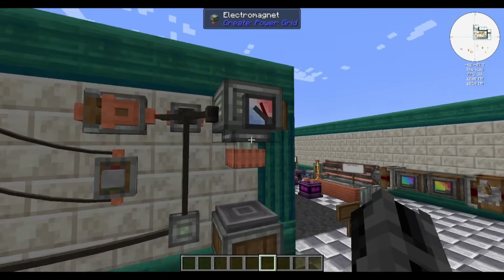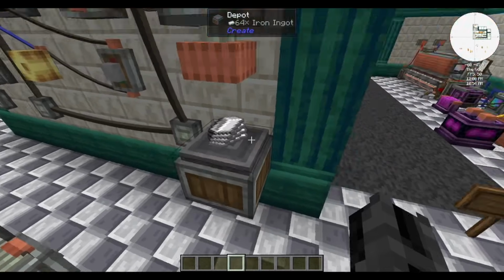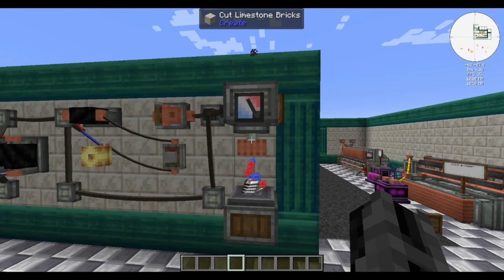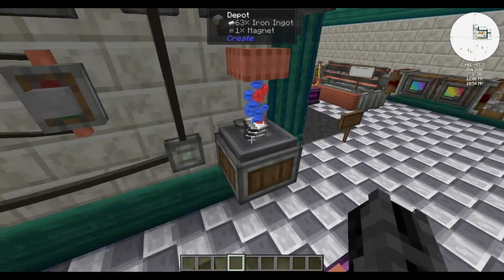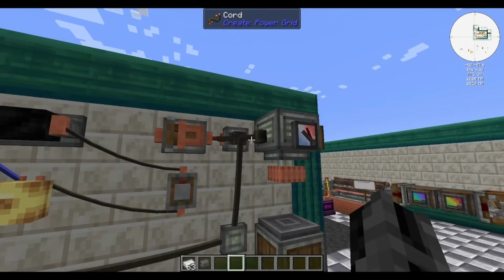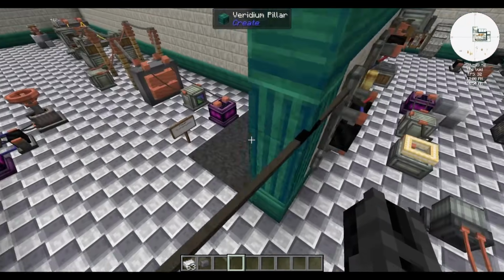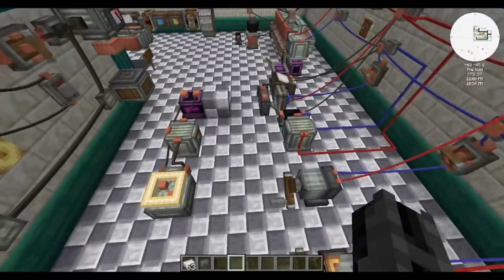The electromagnet, which is used to make magnets. It takes quite a bit of power, so I recommend... Oh, and it heats up a lot as well. So this is used to make magnets, which are used to make motors. Useful thing. So this is an example of how you could use your power.